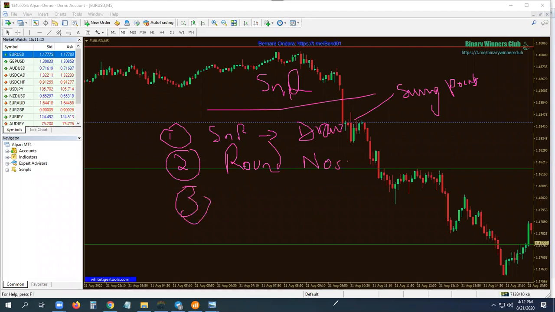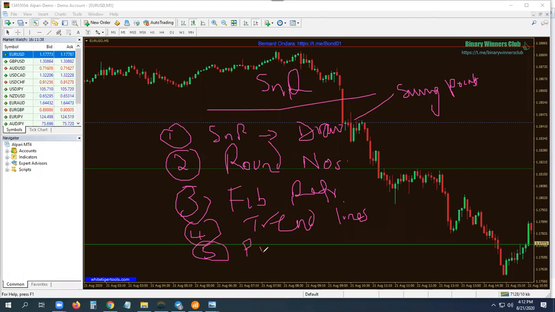You could also use Fibonacci retracements. This could be support and resistance. You can use trend lines as support and resistance. Now I am introducing pivot points. Pivot points can be support and resistance. I mean, there could be so many other things you could use to create support and resistance. So today we are looking at pivot points.